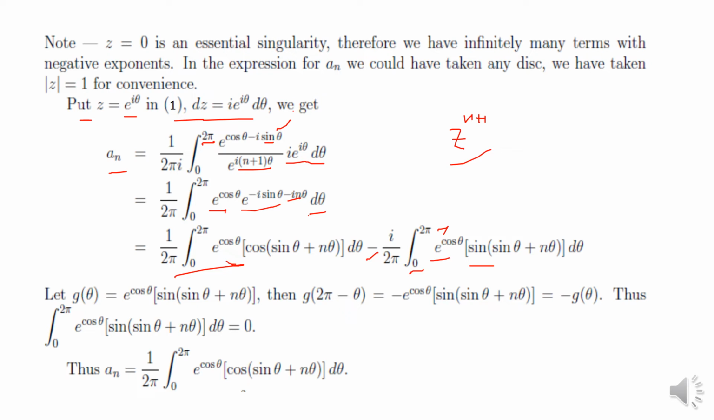Now we say that there are two limits, upper limit is 2 pi, lower limit is 0. When we put the limits 0 and 2 pi, we think of it as another term g theta, so it will be e to the power cos theta sin theta plus n theta. We are considering this one. So when we put 2 pi, it becomes e to the power cos theta with a minus sign, because this minus is there.